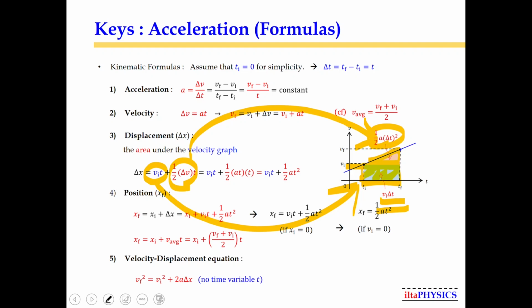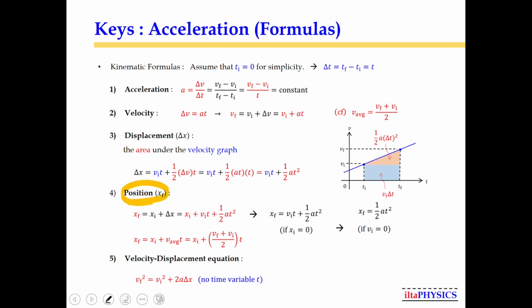Therefore, the displacement due to accelerated motion is calculated as v(I) times t plus 1/2 a t squared. Accordingly, the final position of the moving object is the initial position plus the displacement from the accelerated motion. This is organized into a slightly complex quadratic equation with respect to time.